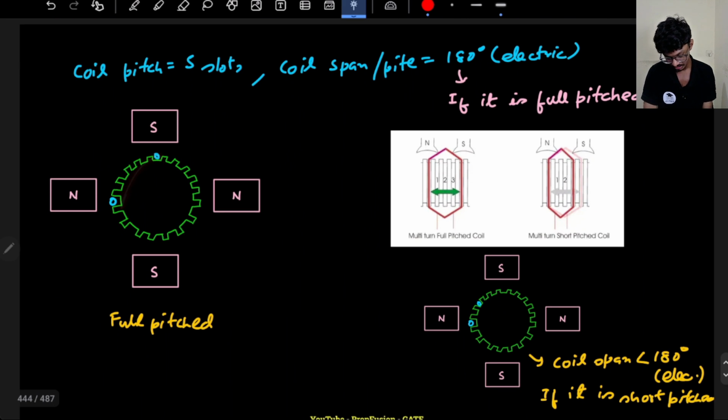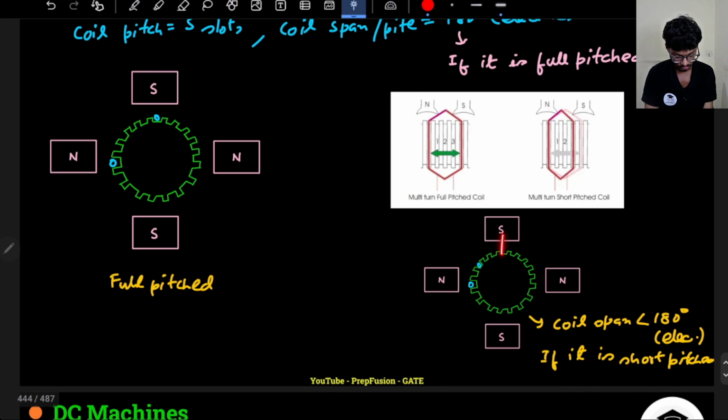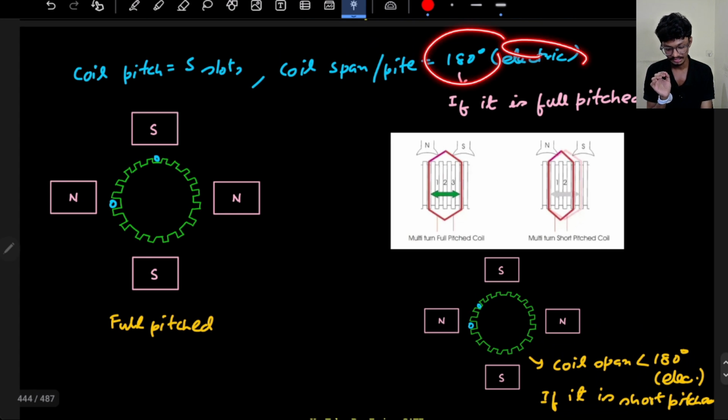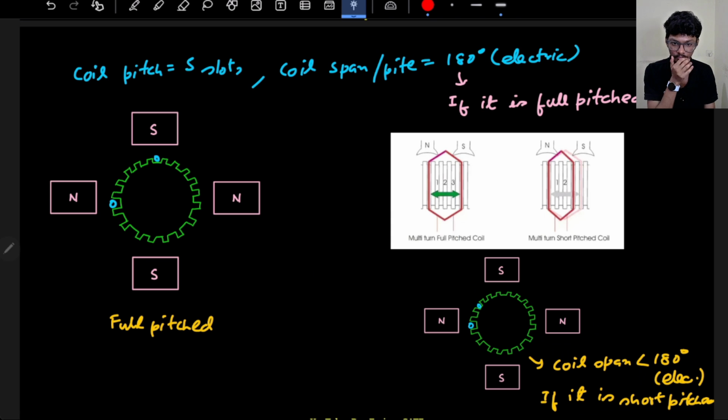So here, it is a full pitched coil, basically the north and south poles, both of them are facing the coil sides. It is short pitch because opposite poles are not facing. So if the coil span is less than 180 electrical degrees, because I know the distance between two consecutive poles is 180 electrical degrees, that means it is a short pitch coil. If the coil span is equal to 180 electrical degrees, that means it is a full pitched coil. Okay, so that is the takeaway that you have to do.